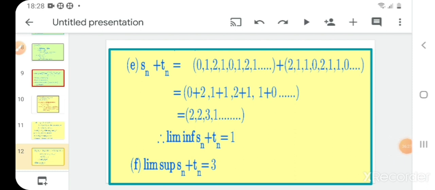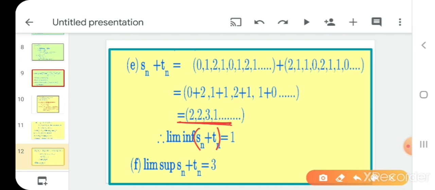See here. Limit infimum of Sn plus Tn. What are the elements of Sn plus Tn? 2, 2, 3, 1. What is the infimum of Sn plus Tn? Infimum means smallest value, which is 1. Next, what is the value of limit supremum of Sn plus Tn? Supremum means maximum value. Maximum value is 3. So we write limit supremum of Sn plus Tn equals 3.